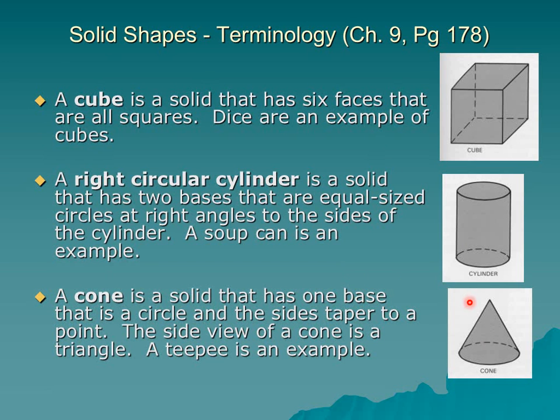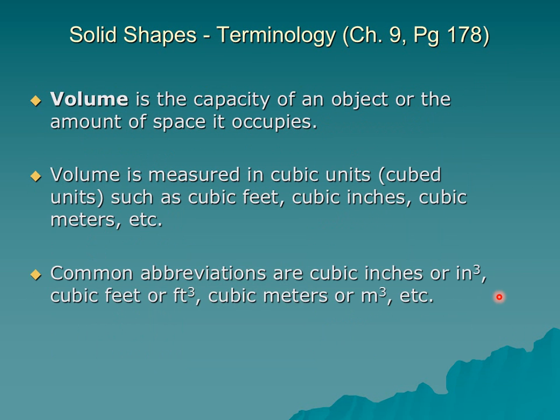So this is like a teepee. It's called a cone. One side looks like a circle, and the other side meets at a point, right? Tapers to a point, right? So this is called a cone. These are some common shapes. There are some more common shapes, but we'll talk about the volumes of these common shapes.